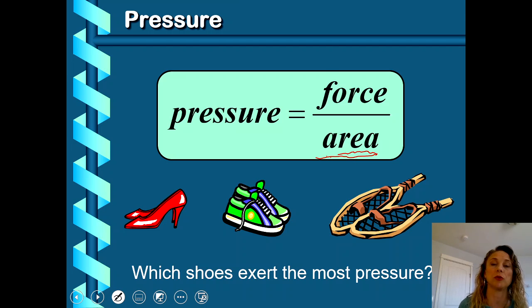So which shoes would you prefer for walking on snow, where you want to spread your pressure out so that you don't fall right down? You probably want to use the snowshoes for snow, but the shoes that exert the most pressure per area are going to be your high heels, right? Don't want someone to walk all over you with those, okay?